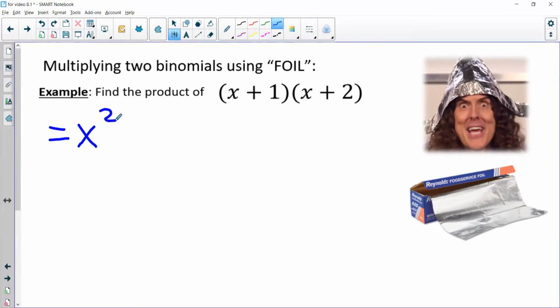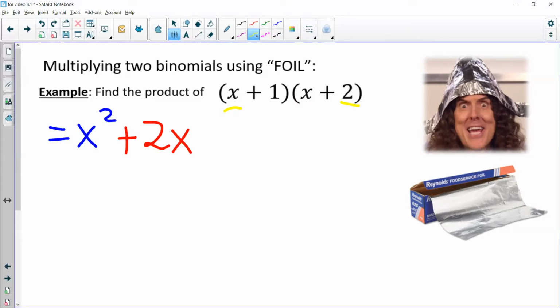The O stands for outside. So that would be the two terms that are on the outside of the two binomials. So I would multiply x times 2, which gives me plus 2x.